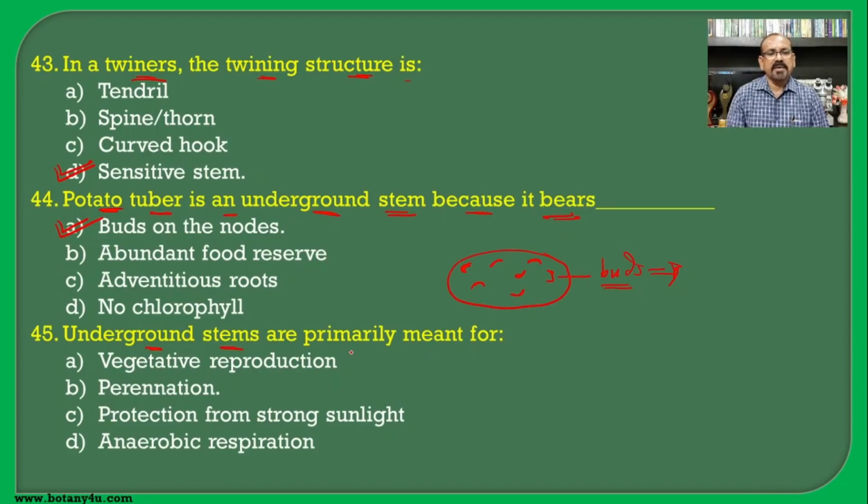Underground stems are primarily meant, if you see the plant life cycle, to keep the plant alive in adverse conditions. When the temperature is high and there is no rainfall, the above-ground part of the plant body dries, but the underground part remains present till favorable conditions return. Such a situation is known as perennation, and hence the correct answer for this question is perennation.